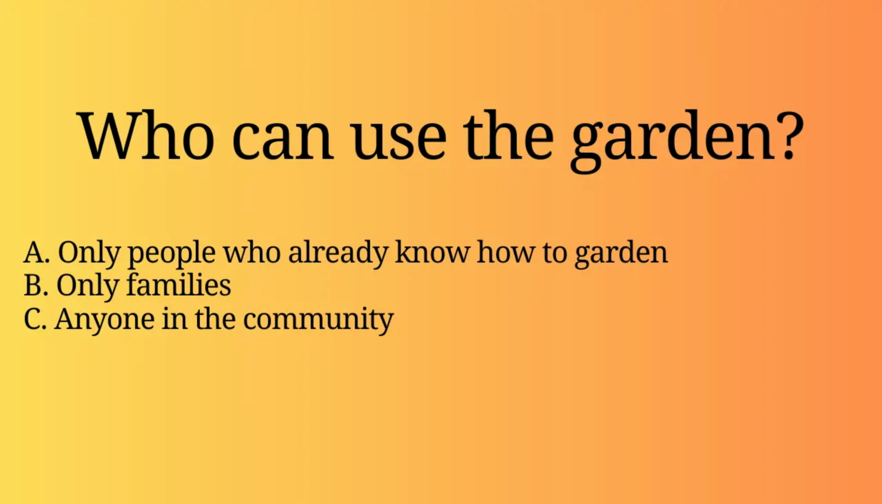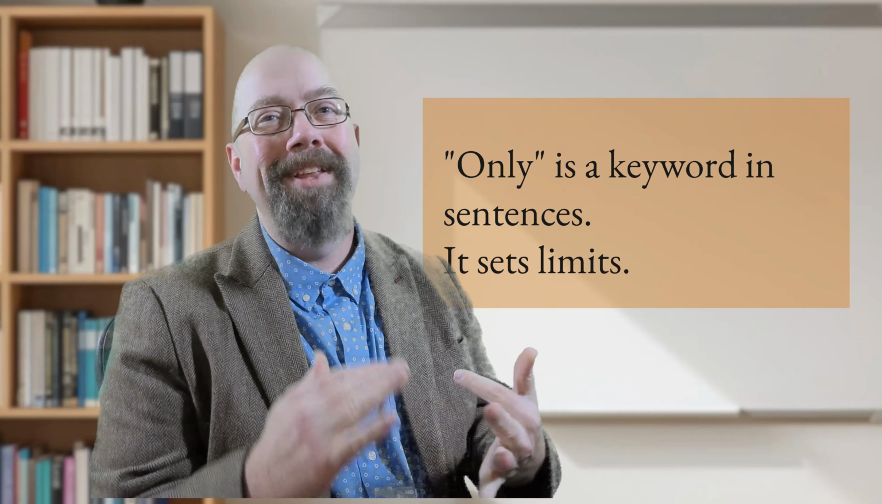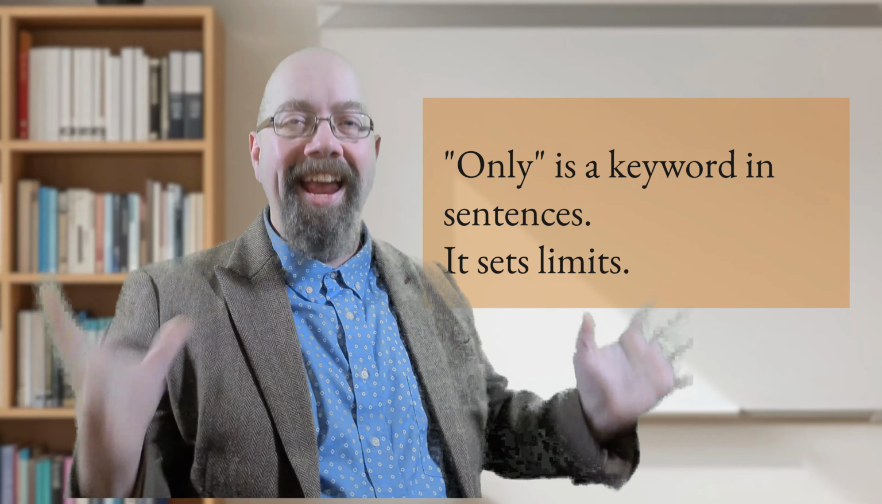Question number 2 is, who can use the garden? Let us try to find the answer. The first possible answer is only people who already know how to garden. The second possible answer is only families. And the third answer is anyone in the community. A is only people, B is only families, and C is anyone.